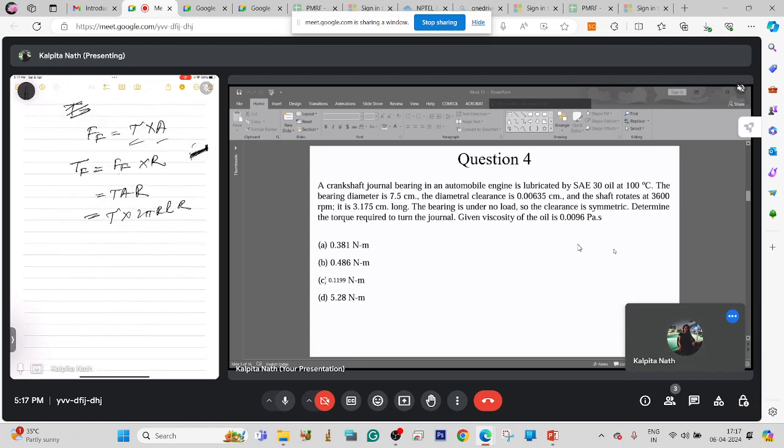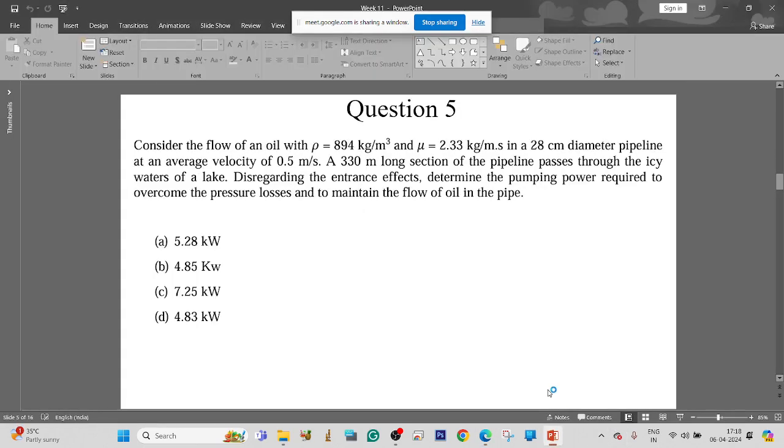So this will come out to be 4274. Tau is already known, 4188, times 2 pi, 0.075 by 2 whole square, 0.003175. So this will come out to be 0.1199 Newton meter. Done. Okay, so let's proceed to the next question now.